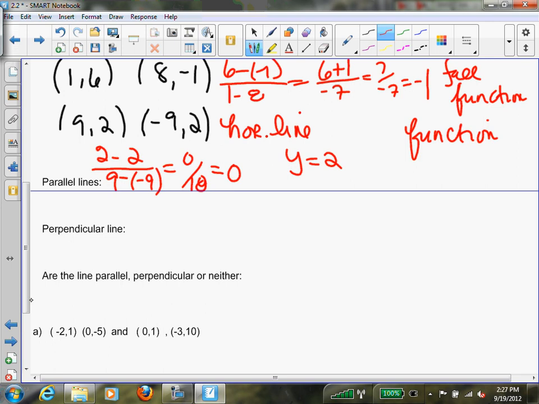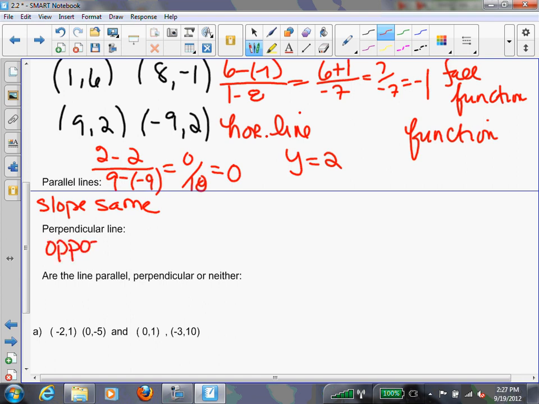All right. What do we know about parallel lines and their slopes? Yep. So slopes are the same. Okay. What do we know about perpendicular lines? Opposite and reciprocal. So they are opposite. So if one is positive, then the other one is negative. Okay. And reciprocal. If one is 2/5, the other one is 5/2.